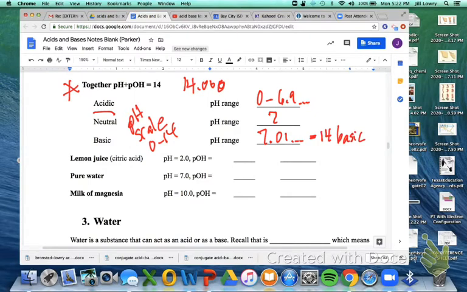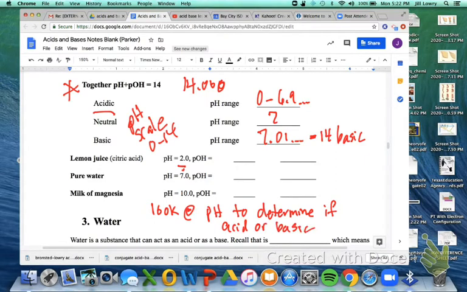So things like lemon juice are very acidic. You always want to look at pH to determine if something is acidic or basic. So in other words, these are the numbers we're used to looking at, pH. Don't get caught up and look at your pOH. So lemon juice, citric acid, so it's obviously acidic.